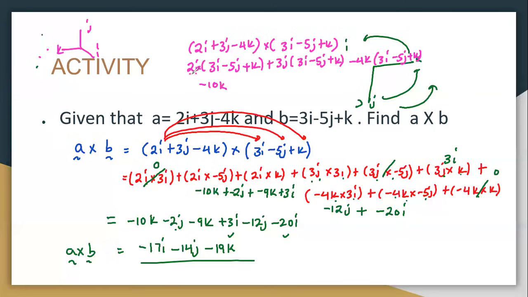Then you continue. 2 times 1 is 2. Then I say I cross K. What do we get? I cross K, that is J, but negative. So you end up with negative 2J. So you do like that for all, and then after you collect the like terms.